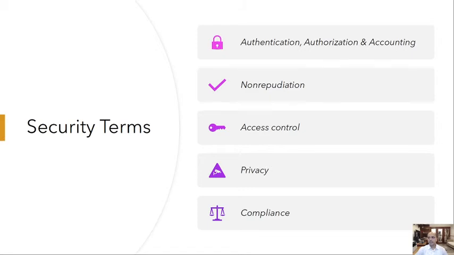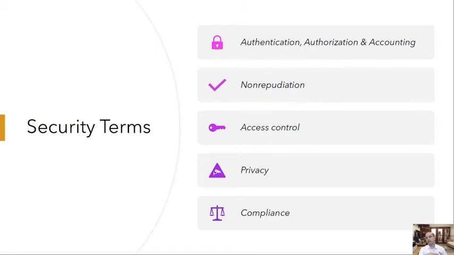The second thing is about security. We need to know some more terms like the AAA. We have two triads in security. One is the CIA triad, that is confidentiality, integrity, and availability. The second triad is the AAA triad. AAA means authentication, authorization, and accounting.